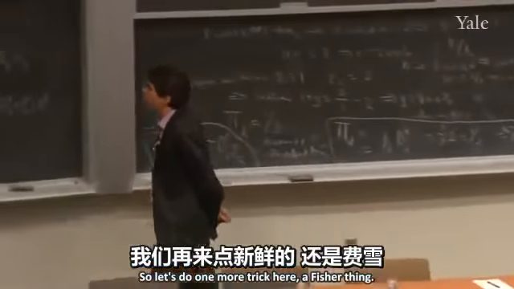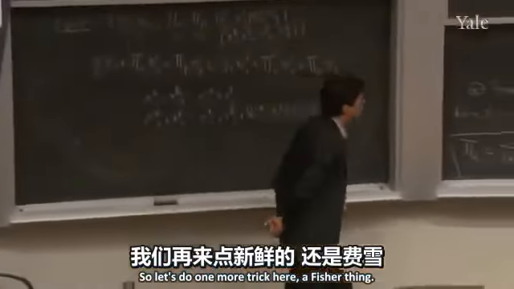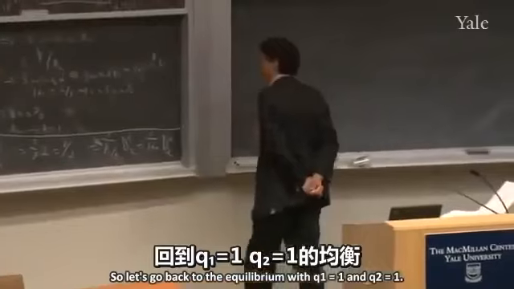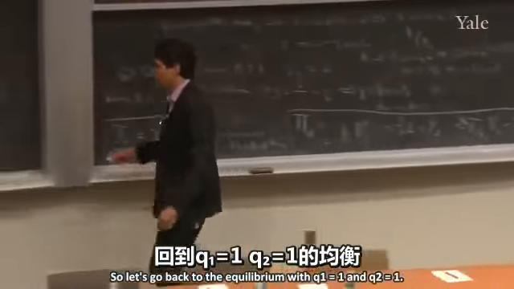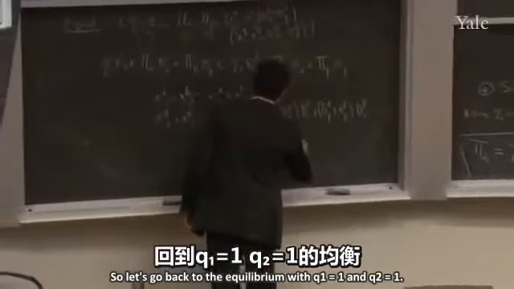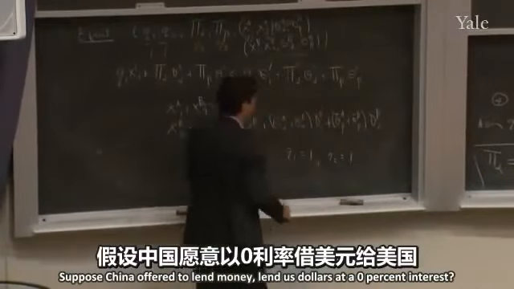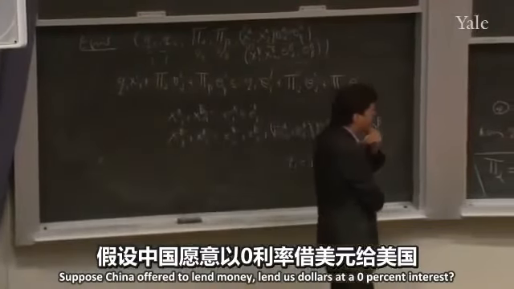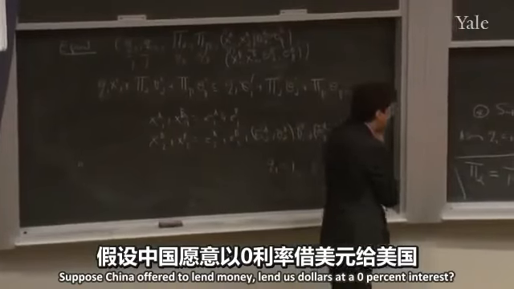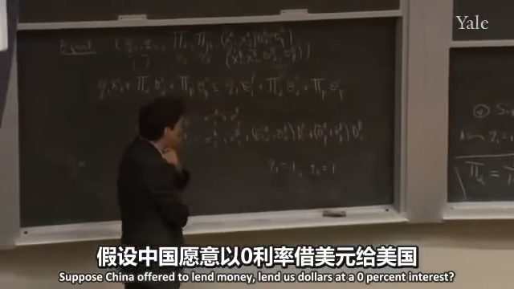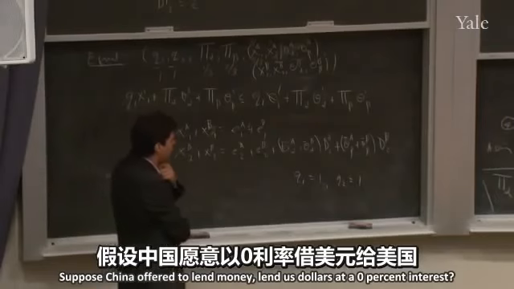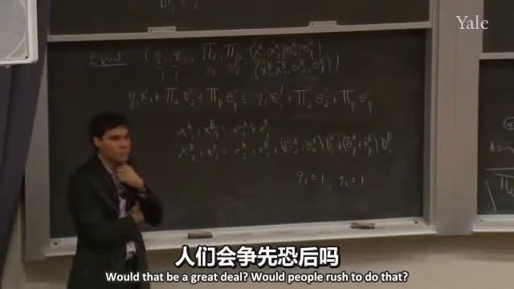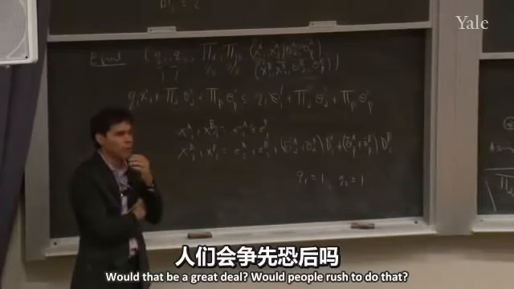So let's do one more trick here, Fisher thing. Suppose that a new... so let's go back to the equilibrium with Q1 equal 1 and Q2 equal 1. Suppose China offered to lend us dollars at a 0% interest. Would that be a great deal? Would people rush to do that?